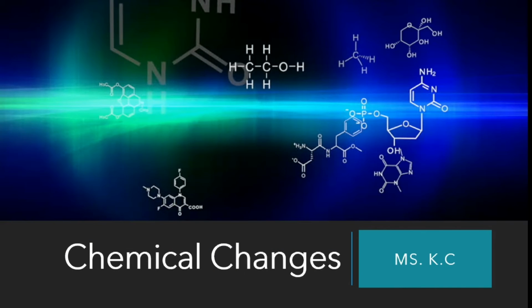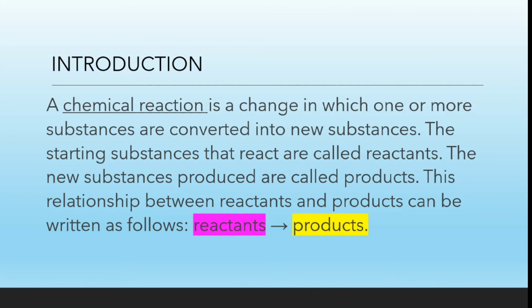Chemical changes. Introduction. A chemical reaction is a change in which one or more substances are converted into new substances. The starting substances that react are called reactants. The new substances produced are called products. This relationship between reactants and products can be written as follows: reactants produce products.